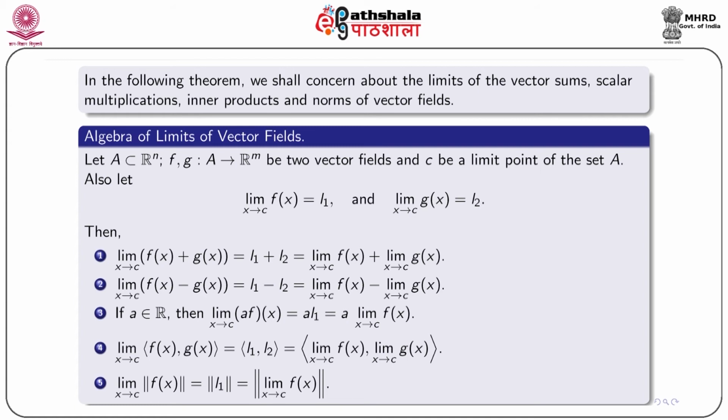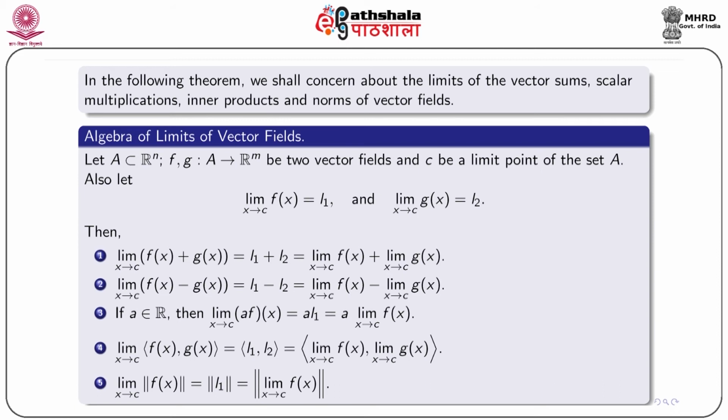Now, if A is a real number, then the limit of the vector field A f as x approaches C also exists, and its value is A times L1, that is A times the limit of f(x) as x approaches C. Also, the limit of the inner product of f(x) and g(x) as x approaches C exists and its value is the inner product of L1 and L2, that is the inner product of the limit of f(x) and the limit of g(x) as x approaches C.